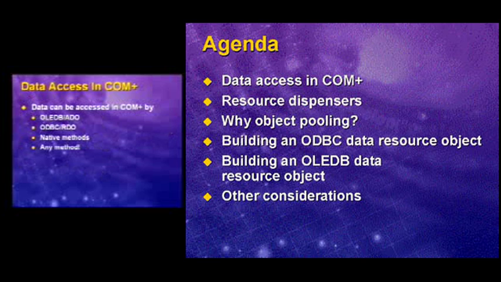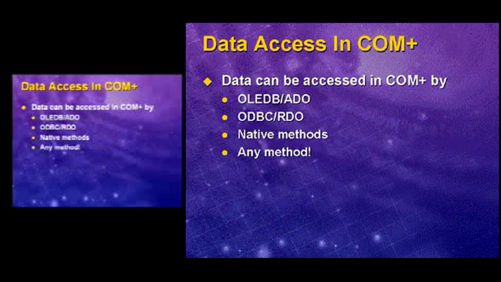Okay, so this is the first slide. This is kind of obvious, but data can be accessed in COM+ by OLEDB and ADO, ODBC and RDO, native methods like OCI or DB-Lib, and any method, really. If you consider sockets data, sockets have access to data, then the data in COM+ can be accessed by any method you'd like. The preferred method, though, let me say again, and the method that we're going to use is OLEDB and ADO. And the reason for that being the preferred method is simply that it's COM-based.